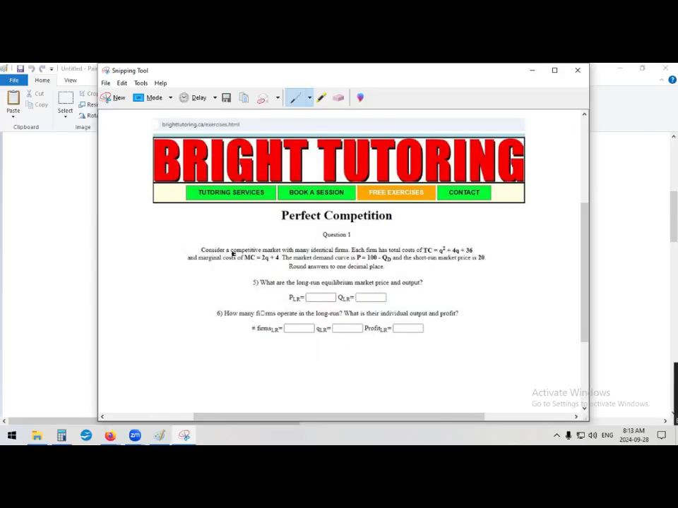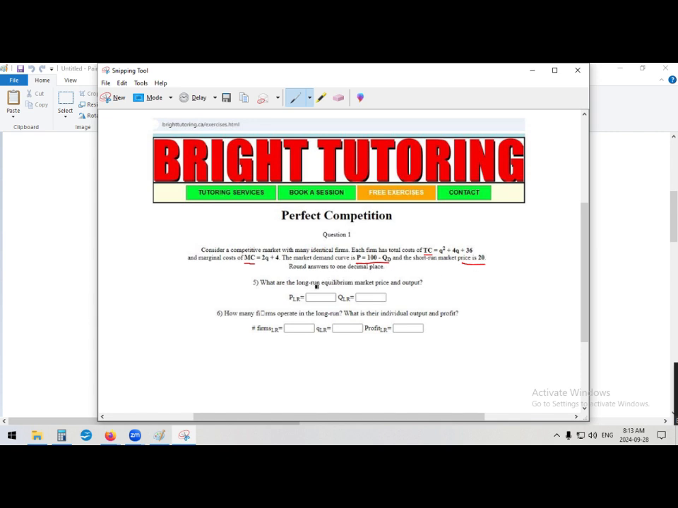So here's the question. Consider a competitive market with many identical firms. Each firm has a total cost equation of q squared plus 4q plus 36, which gives them a marginal cost equation of 2q plus 4. The market demand curve is market price P equals 100 minus the market quantity, and the short run market price is 20.